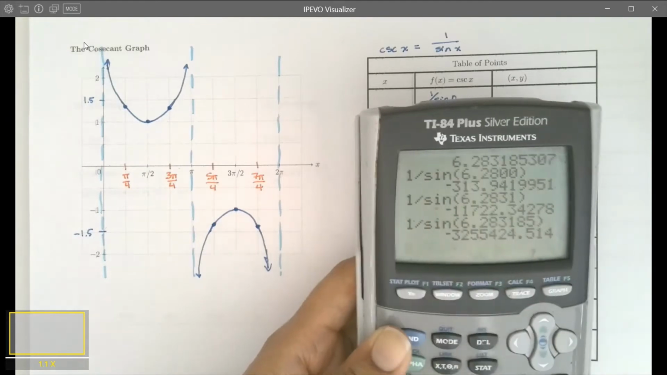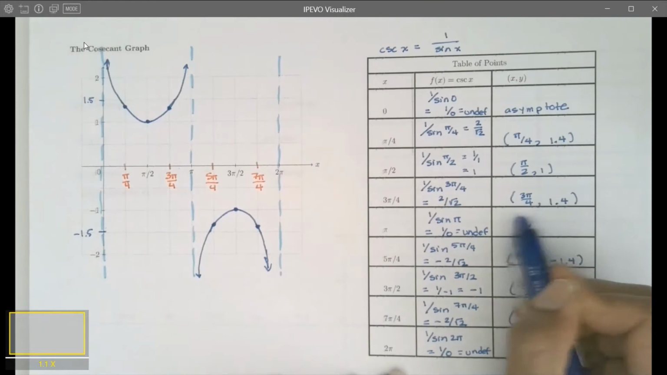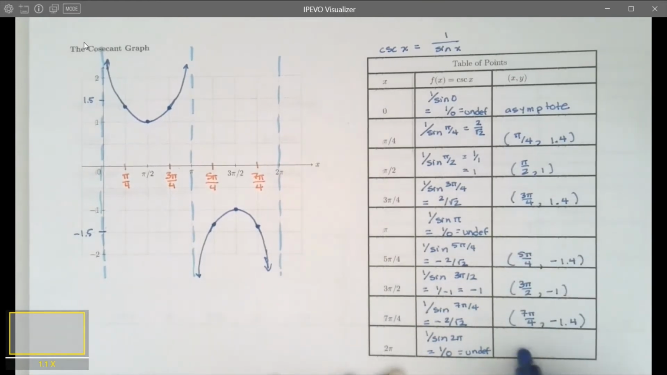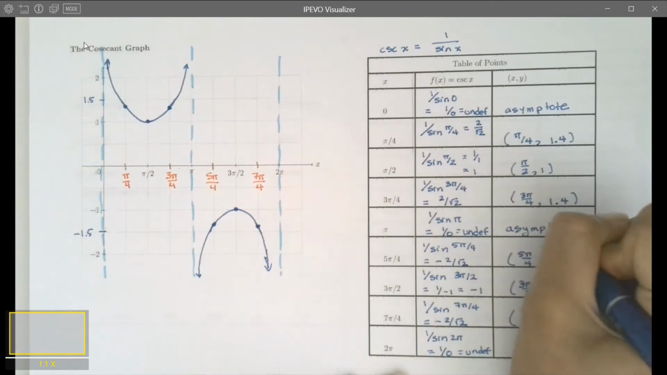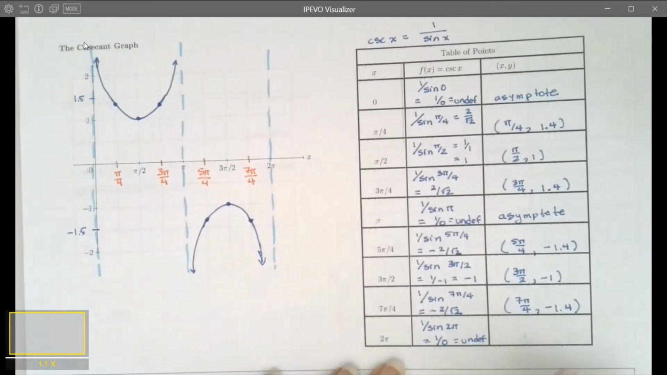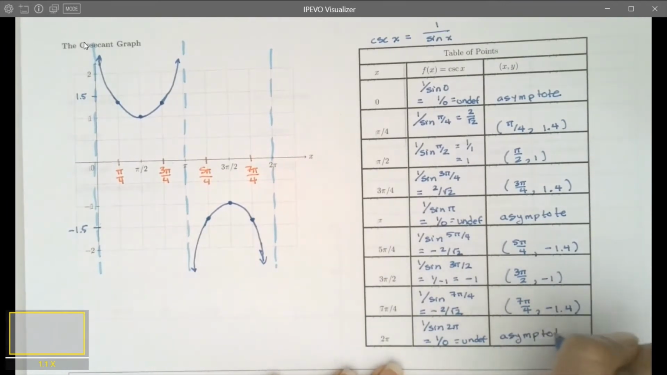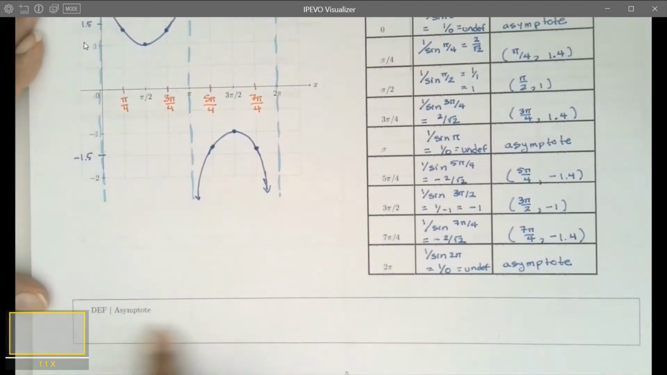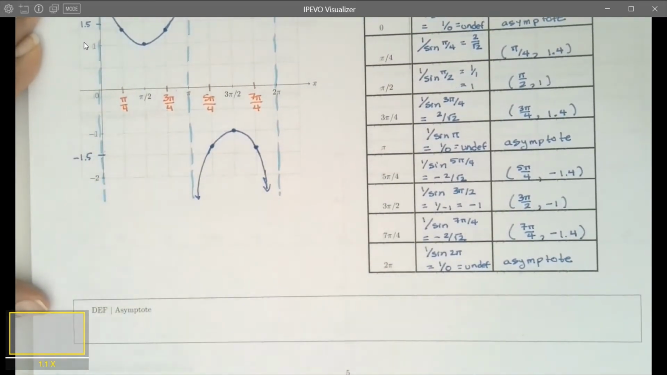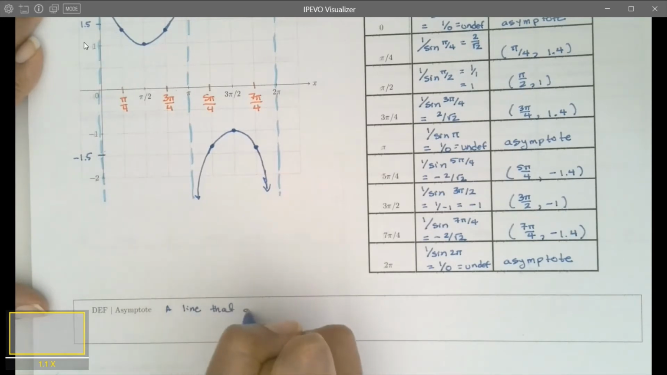Okay. Right, so that's going to go down to negative infinity. So the moral of the story is anytime you have undefined, you're going to have an asymptote. And that asymptote is going to attract the shape of the graph. So just to define it, an asymptote is a line that attracts the shape of the graph.